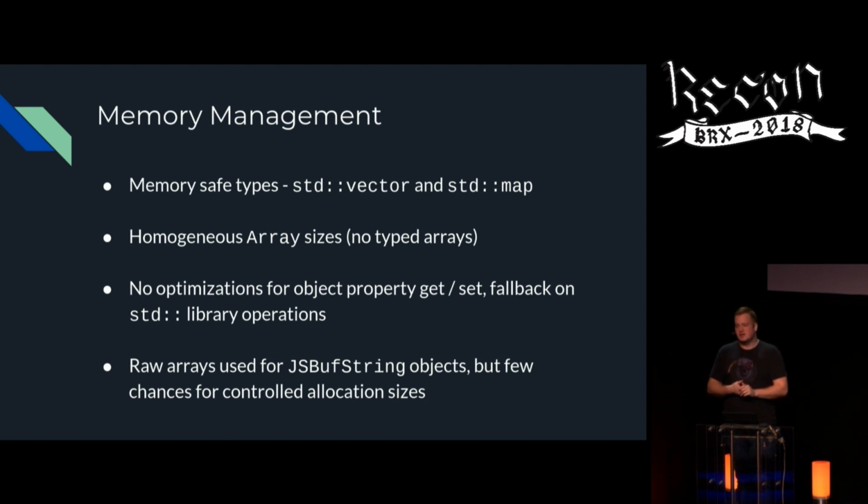No optimizations that you might see in a modern browser for object getting and setting, just falling back on the standard operations like get this element from a vector, and they're actually falling back on the standard vector implementation of doing that. The one place I did see raw string buffers and raw buffers being just allocated was in JS buffstring objects, which store just a raw buffer of characters. But there are very few chances to have an arbitrarily controlled allocation size. The strings are generally capped in length at about, I think, 40,000 characters, far below even int max or anything like that. No chances for overflows, anything like that.